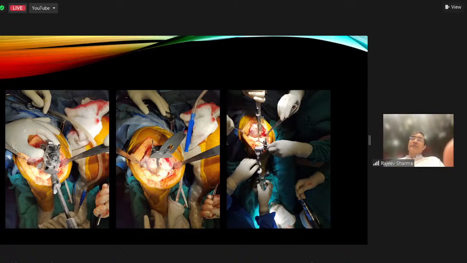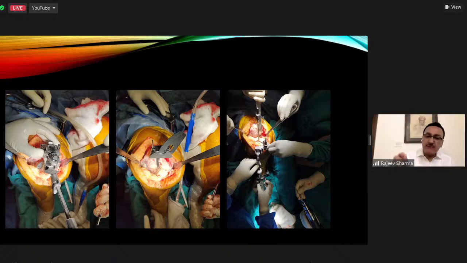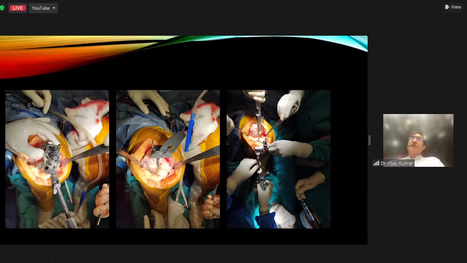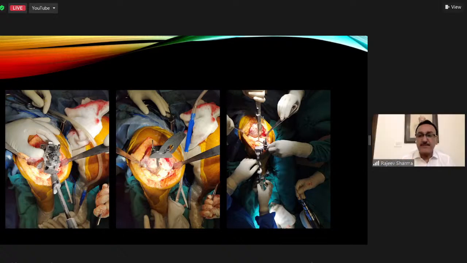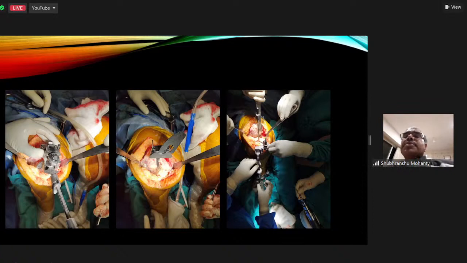Yeah. And a related question, where will be your entry point? Will it be the same as we normally make, or would you medialize or lateralize this point? Yeah, normally you have a scanogram and it is quite medial to where you normally do, because the straight line is quite medial. Shubhranshu, you agree? Yeah, normally I plan my X-rays beforehand.